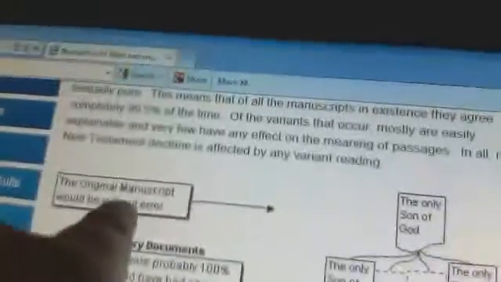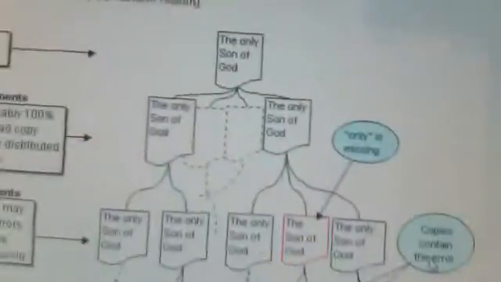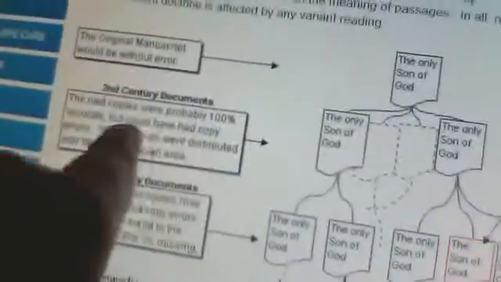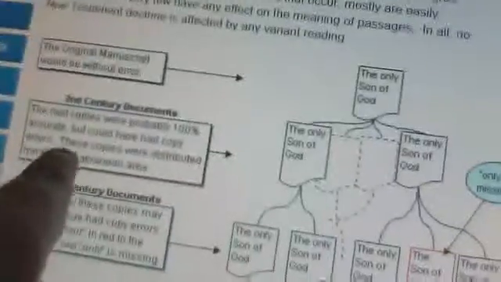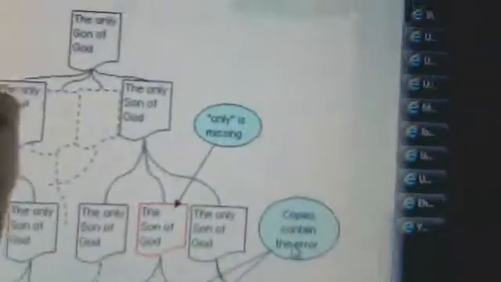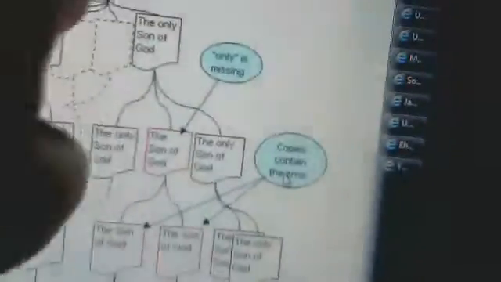So let's just look. We're looking at the original manuscript, which would be without error: the only Son of God. Okay, the 2nd century document. The next copies were probably 100% accurate, but could have had copy errors. These copies were distributed over the Mediterranean. The only Son of God, the only Son of God. So that's the original. Then we have copies there.